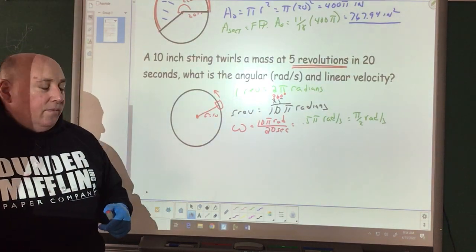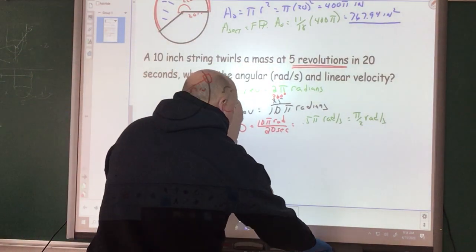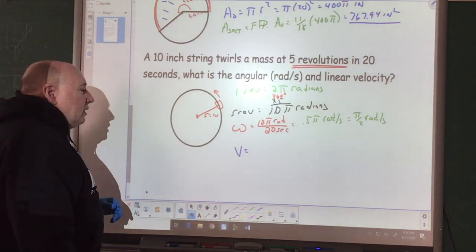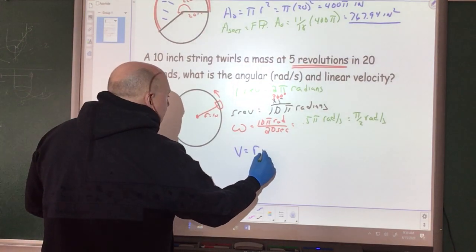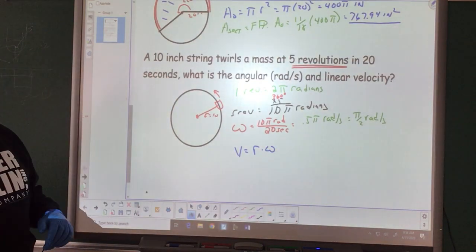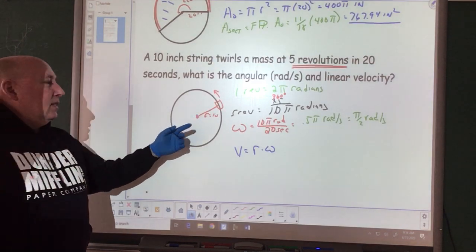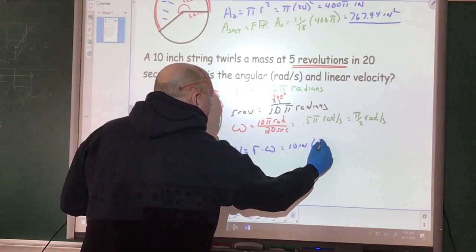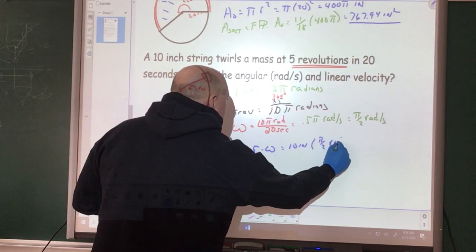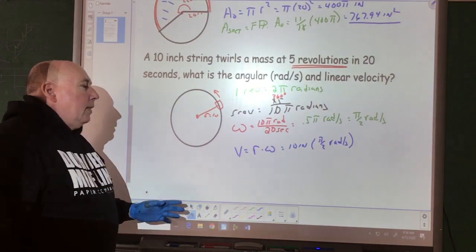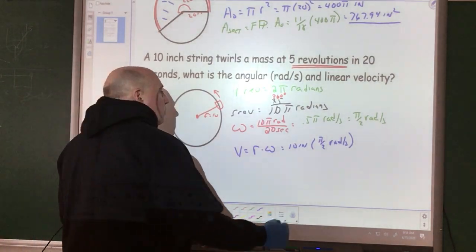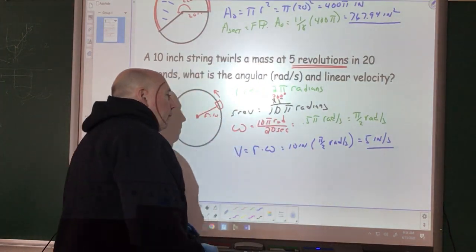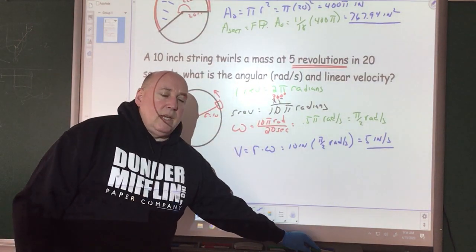Now to find the linear velocity, we just take our radius and multiply it by our angular velocity. Our radius is 10 inches, so we have 10 inches times this pi over 2 radians per second. If we multiply this out, this gives me 5 inches per second.